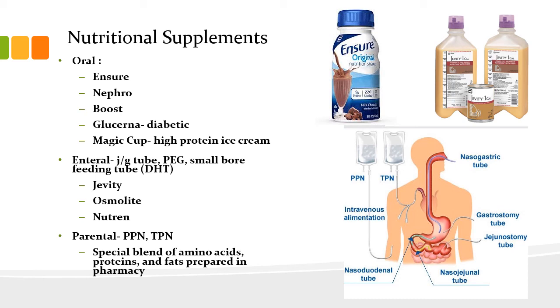Then there's parenteral nutrition, or PPN or TPN. This is the form of nutrition that goes through an IV. It's a special blend of amino acids, proteins, and fats, and it's prepared in the pharmacy.